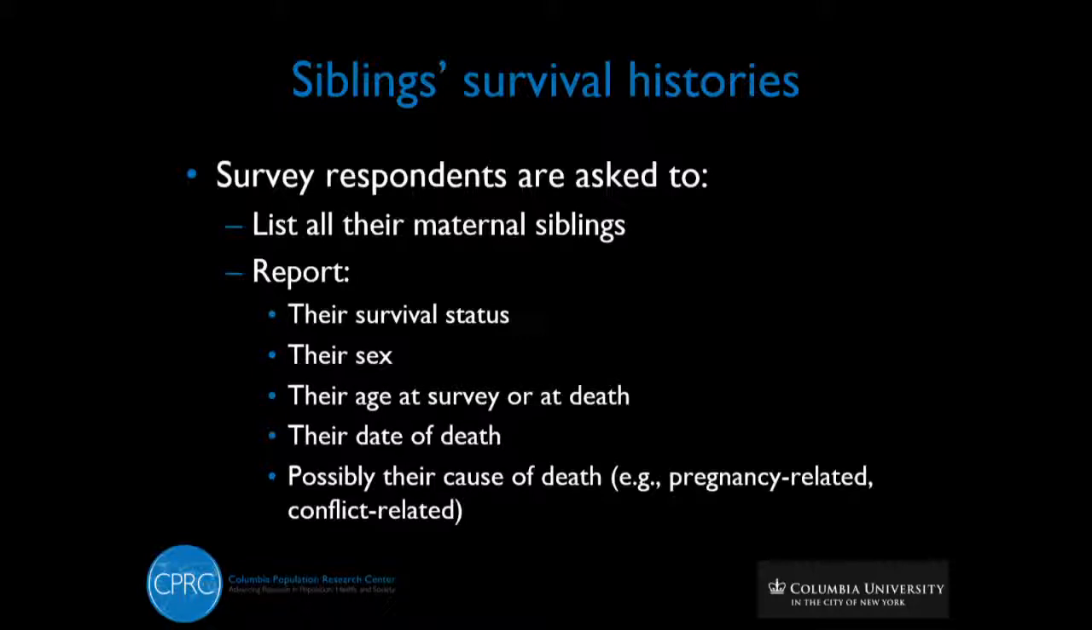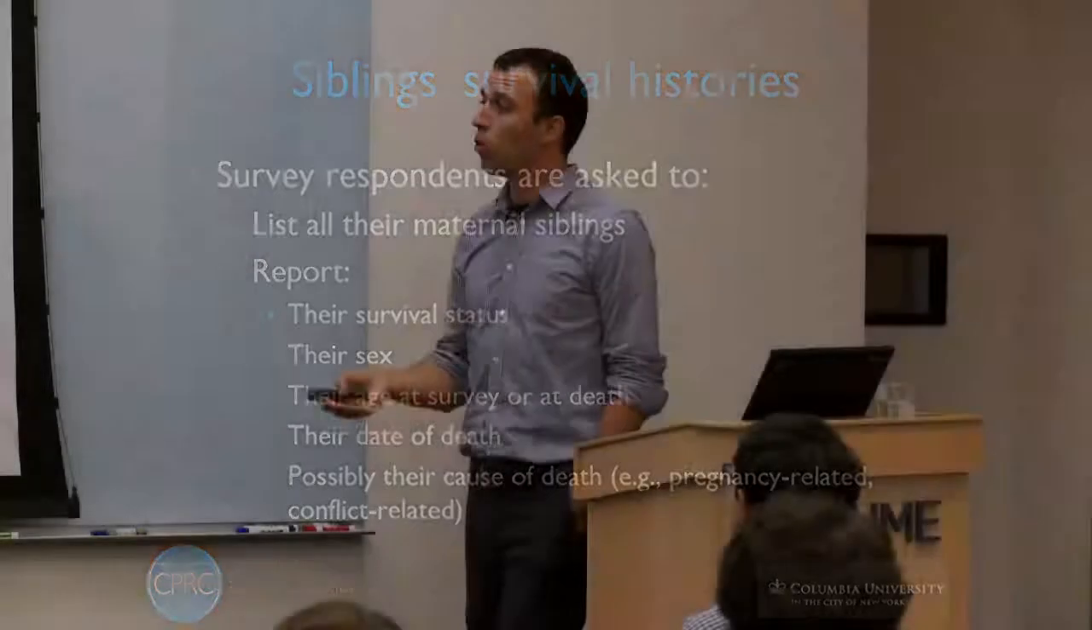Basically, sibling survival histories are a method that we use during surveys, where we ask respondents to first of all list all of their maternal siblings, so siblings of the same biological mother. And for each and every one of these maternal siblings, we ask the respondent whether that sibling is still alive or not, what is the sex of that sibling, what is their age at the time of the survey, or their age at the time they died, and sometimes what their cause of death was.